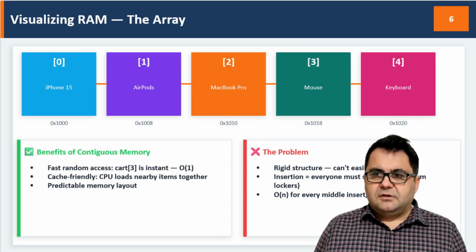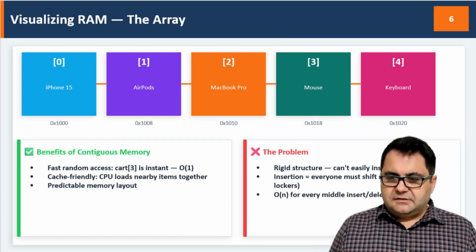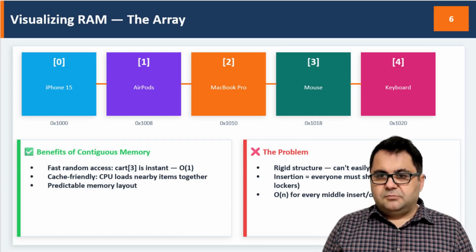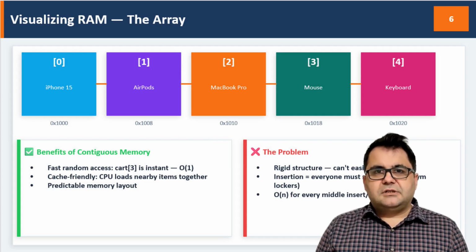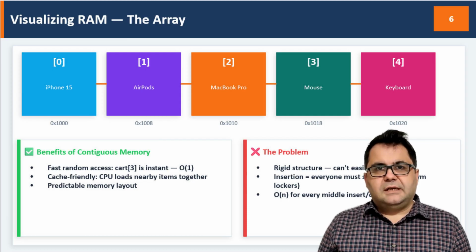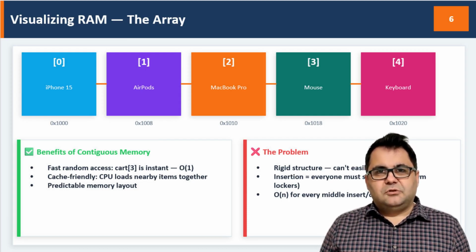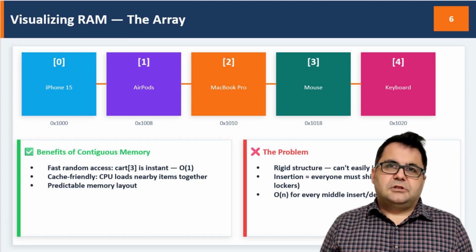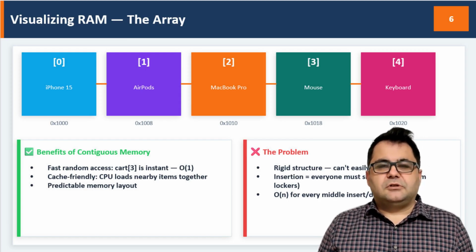Let's visualize how an array sits in RAM. Think of it like numbered lockers in a gym, all in a perfect row. Each locker has an address in memory, 0x1000, 0x1008, and so on, and an index, 0, 1, 2, 3, 4. The items sit right next to each other, contiguous, adjacent.